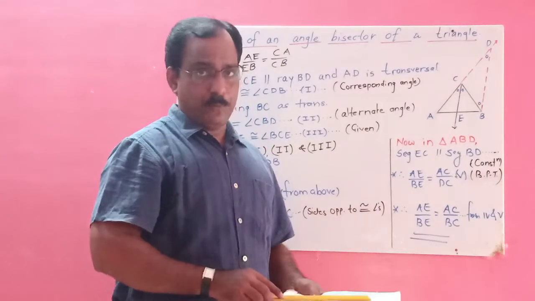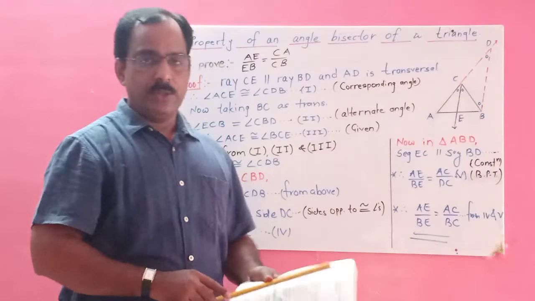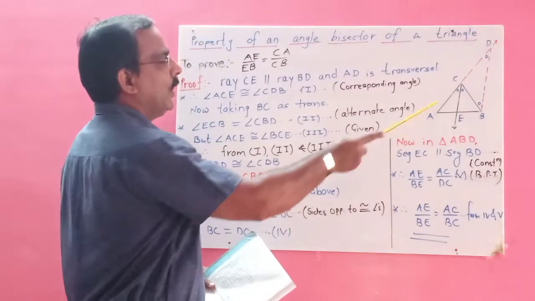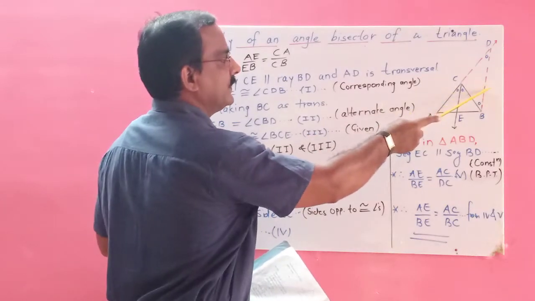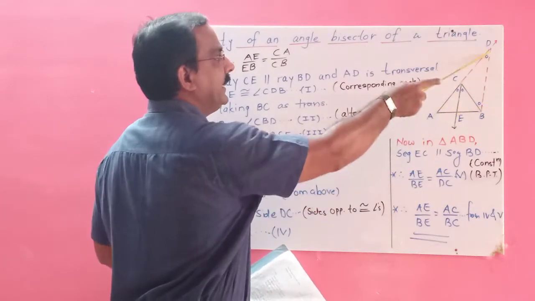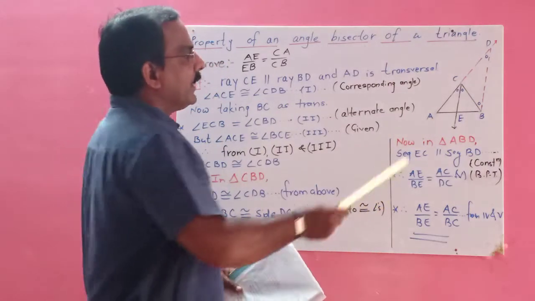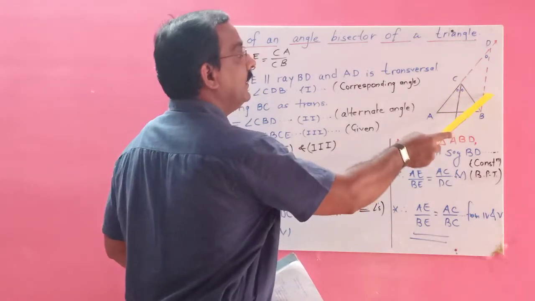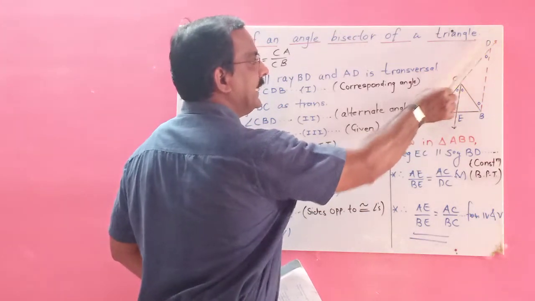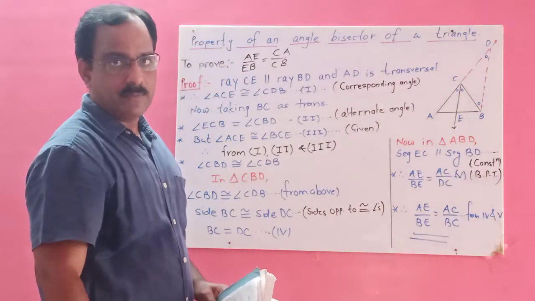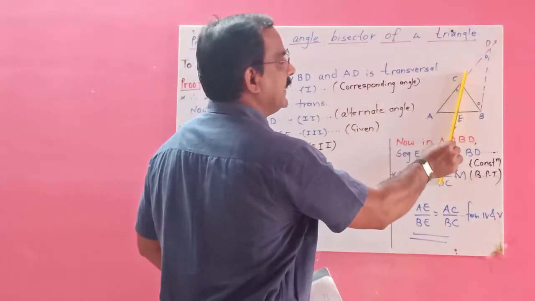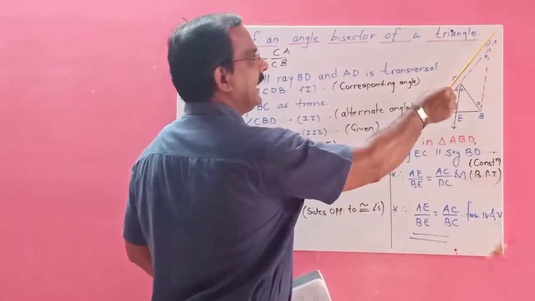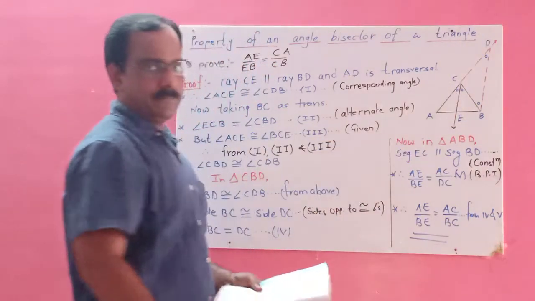Now, how you will prove this? First, you should take two parallel lines. Which two parallel lines? One is this and second is this. CE and BD are parallel. If you are taking this line and this line as parallel, then this line becomes the transversal. Right? See once again, CE and BD are parallel by construction, and this is the transversal line.